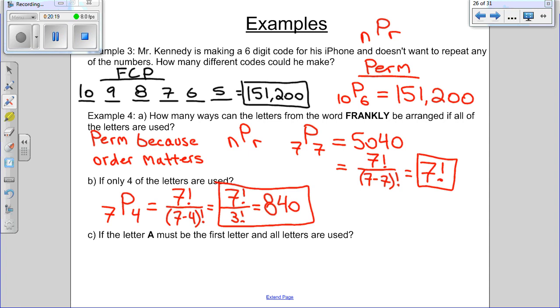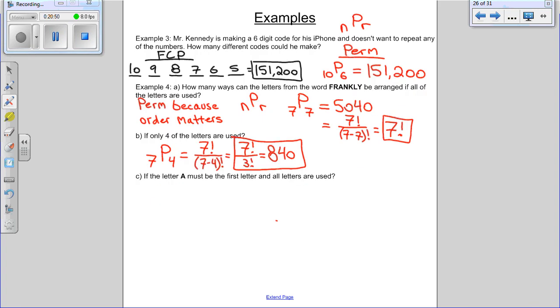All right, C. If the letter A must be the first letter and all letters are chosen. You could use the fundamental counting principle to do this, or you could still use permutations. The restriction is that A must be the first letter. So I know I have A, but then I have six other things. I have to have it that way.